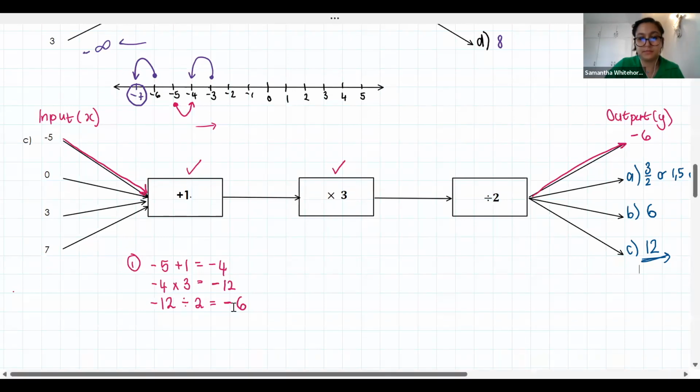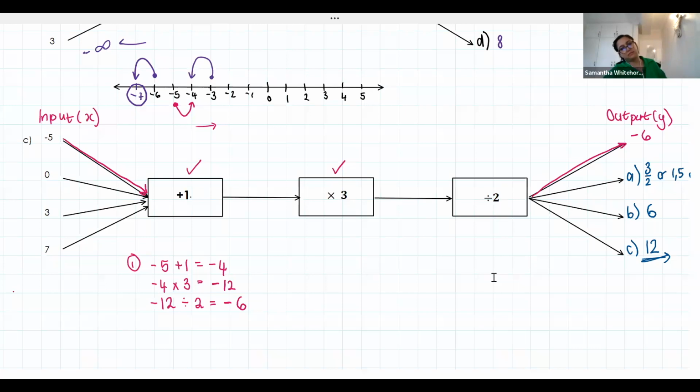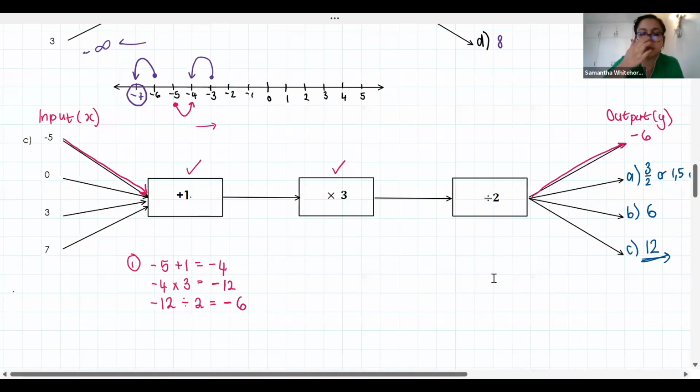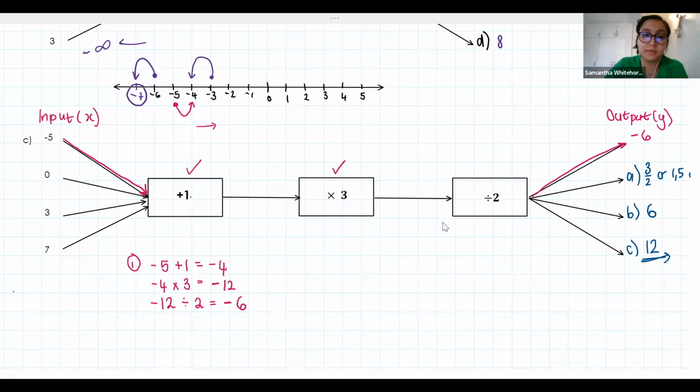Ma'am, I just realized that on A, the input is -5. So do we always get a half number or a fraction? It depends on what the rule is, and it depends on what the input number is. Okay, so sometimes we will, sometimes we won't. So is it possible that on our exams they can give us a big negative number and we can get the half? Yeah, it just depends on what they give you.